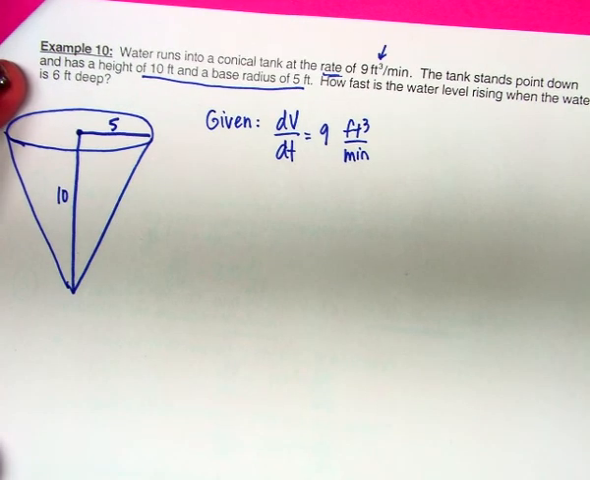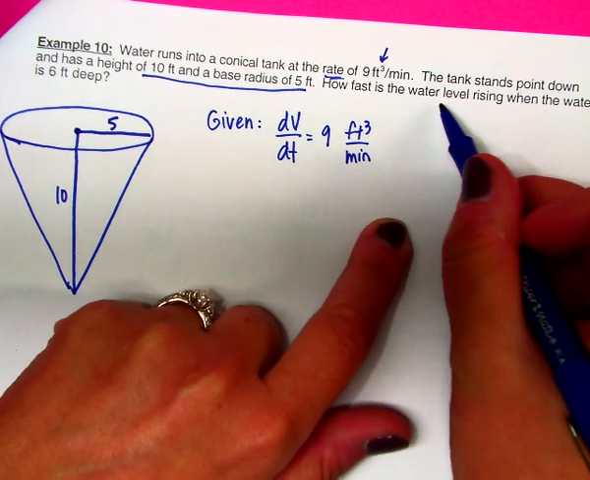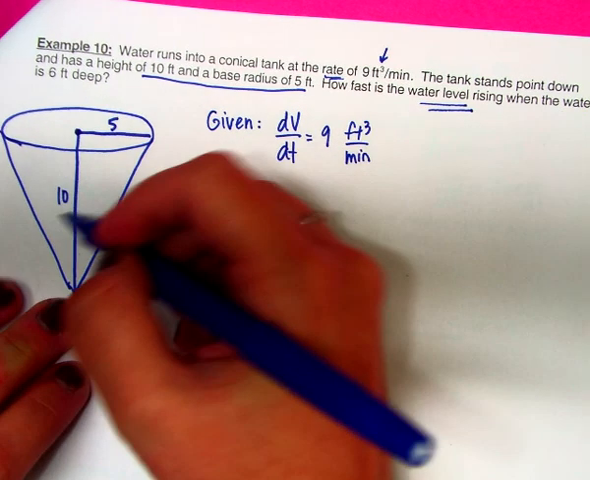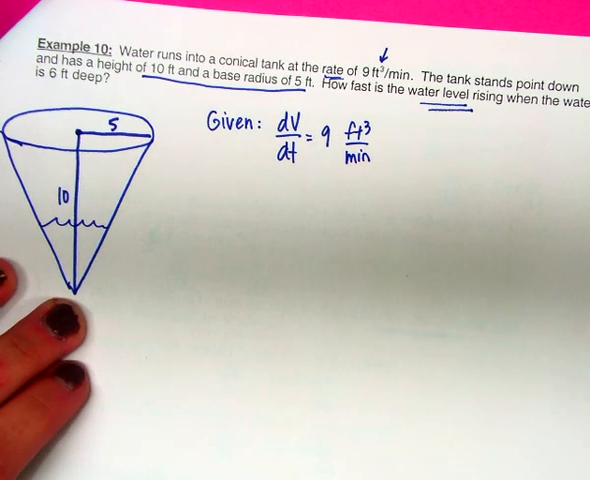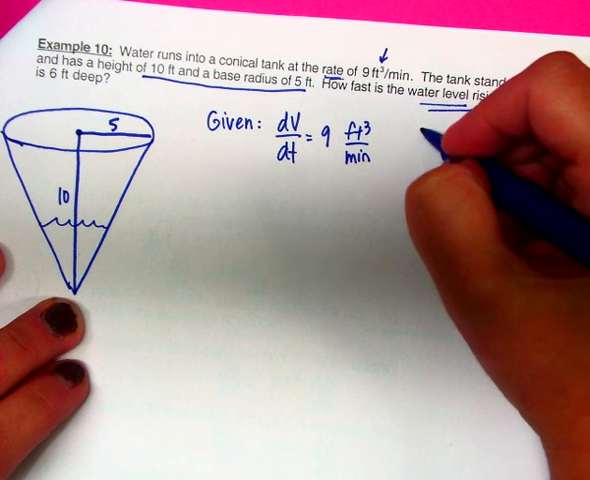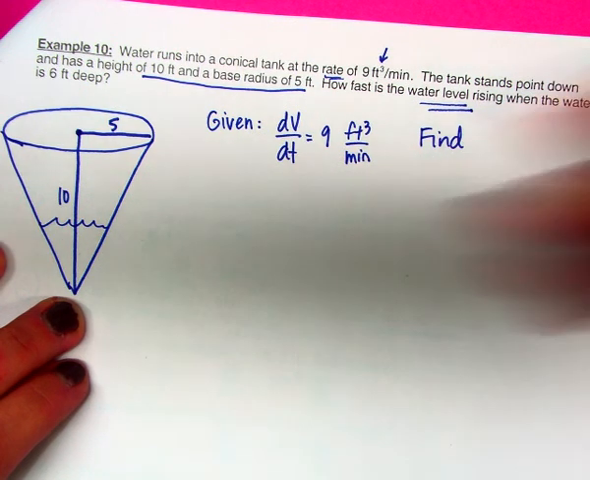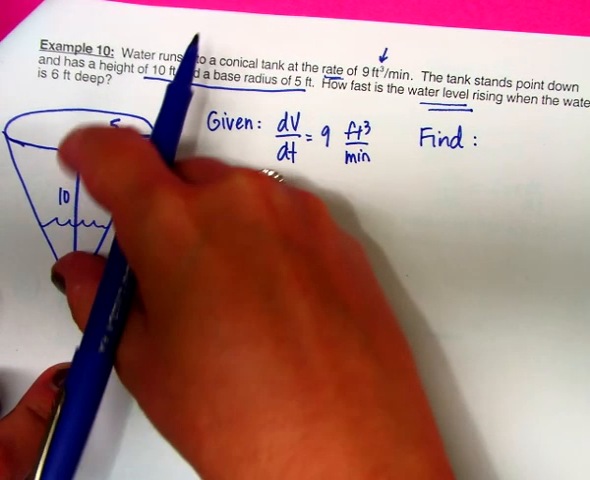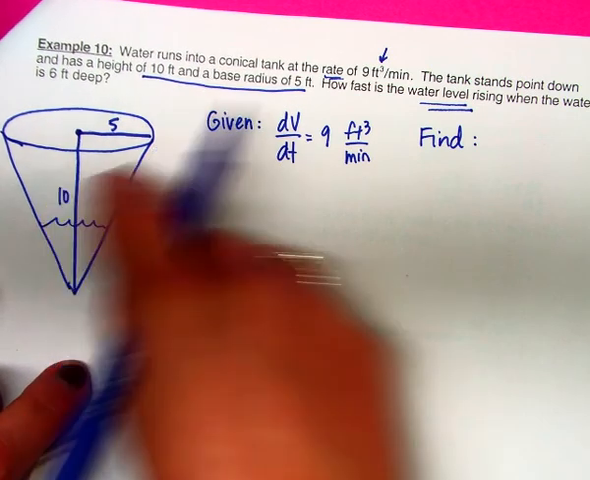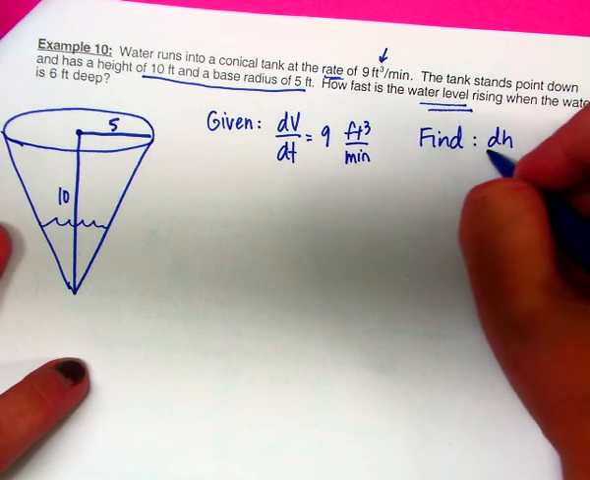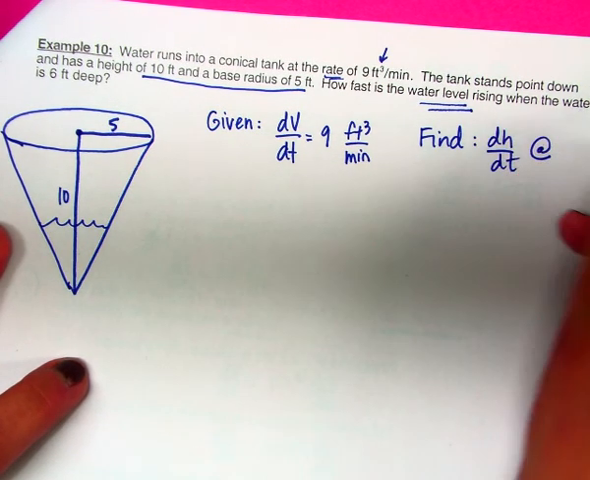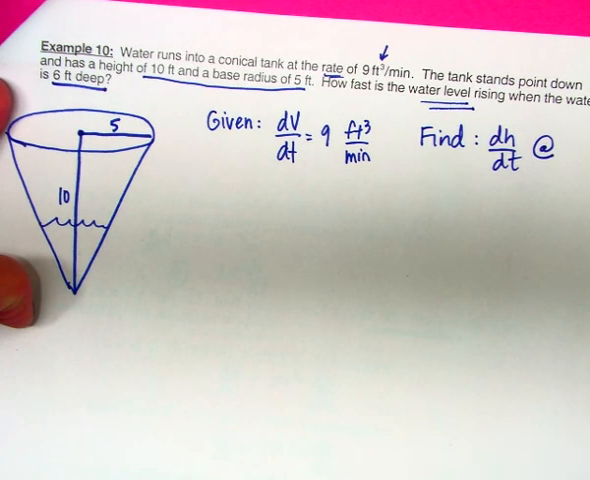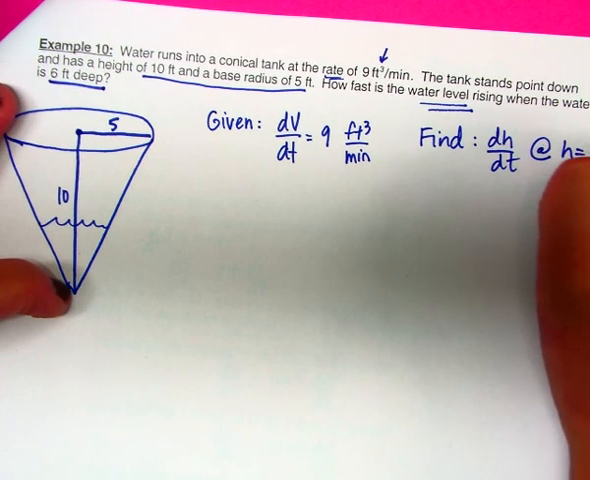A lot of times they try to trick you by giving the diameter too, so make sure you label it appropriately. It says, how fast is the water level rising when the water is 6 feet deep? So we're talking about how full this tank is, right? So I'm trying to find, and for cones, we typically use the variable h to represent the height of the cone, right? That's what we refer to when we talk about the water level. So we're finding dh dt, and since it says when the water is 6 feet deep, that's again referencing the height of the water, so I'm going to say at h equals 6, okay?